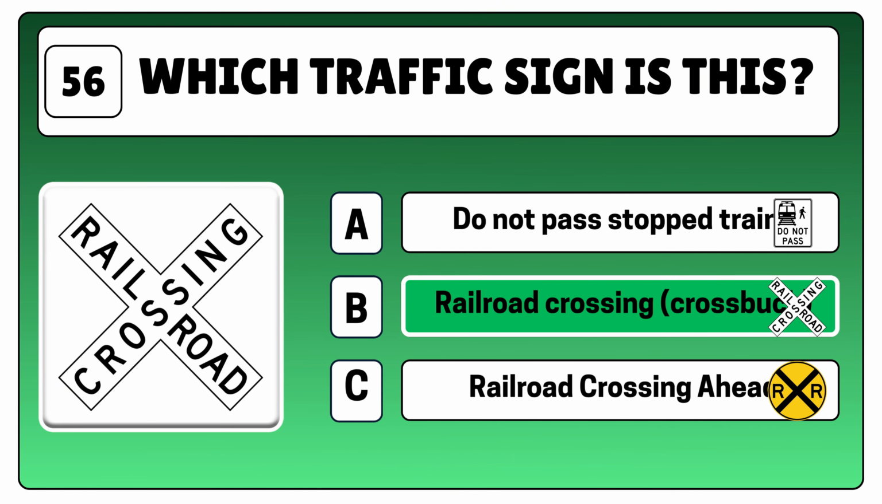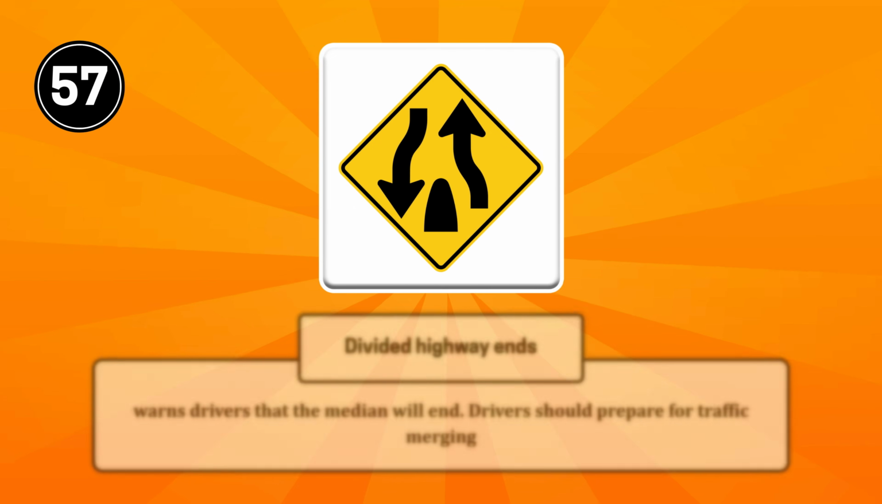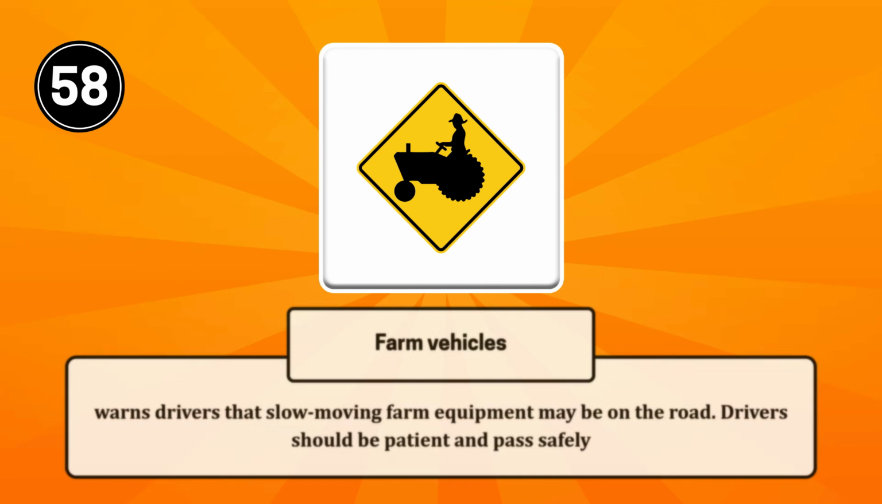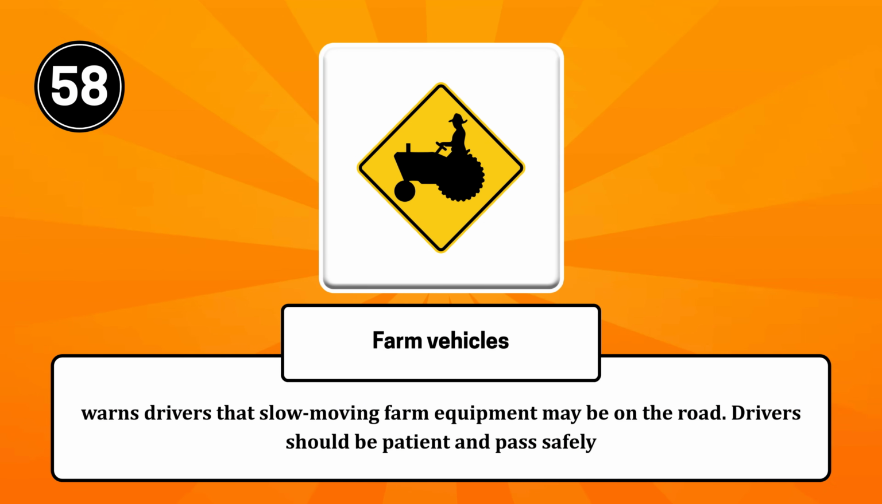Fantastic! This is the railroad crossing crossbuck sign. The divided highway ends sign warns drivers that the median will end. Drivers should prepare for traffic merging. The farm vehicles sign warns drivers that slow-moving farm equipment may be on the road. Drivers should be patient and pass safely.